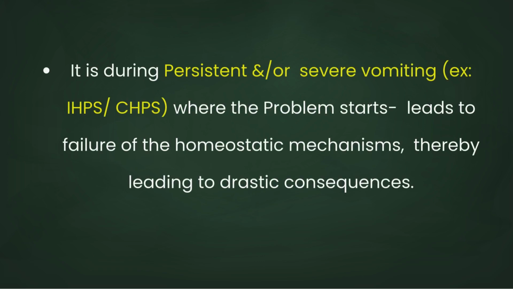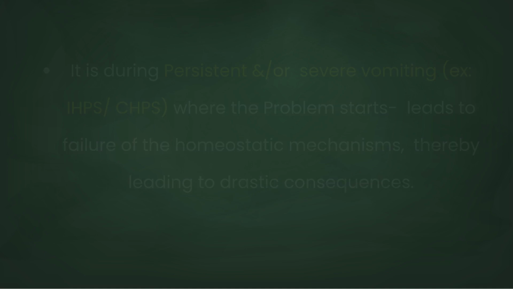We have seen previously that the metabolic alterations that occur during vomiting, that is, increasing bicarbonate load, is taken care of by the kidneys by increasing its excretion, and also the loss of gastric fluid or the water content from the body is compensated by decreased urine output and water conservation by the kidneys. The real problem starts when the vomiting is either persistent or severe, which happens usually in case of IHPS. Now, this leads to failure of the homeostatic mechanisms, thereby leading to drastic consequences.